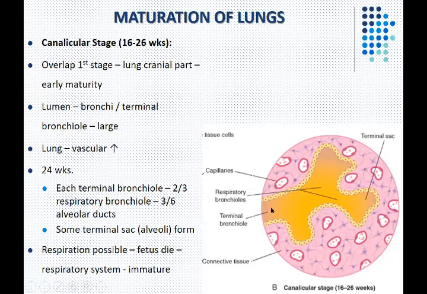अब जो gas exchange area, part जो है lung का, by the 24th week, the terminal bronchioles then divide into 2 to 3 respiratory bronchioles, and each respiratory bronchiole then divides into 3 to 6 alveolar ducts. Over here you have alveolar ducts. Okay. Some primitive alveoli are formed, इनको हम terminal sacs कहते हैं. The terminal sacs are simply primitive alveoli.